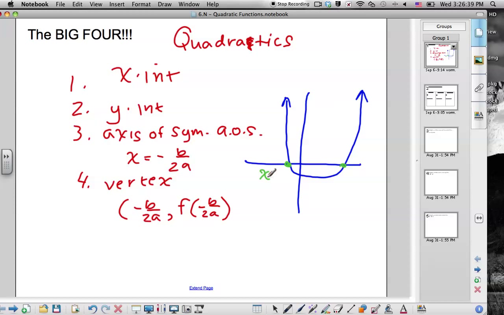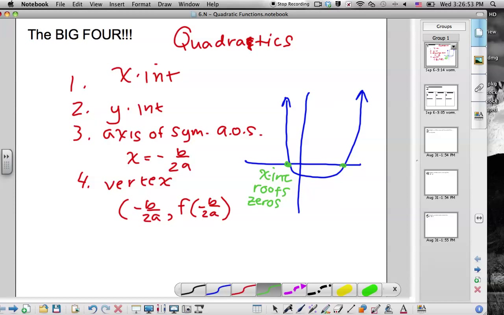There are other names for this. We could also call them roots. Or on your calculator, you calculate the zeros. So the x-intercepts are actually the solutions to the quadratic when you're solving for x. Another thing we know is the y-intercept, the point where it crosses the y-axis.